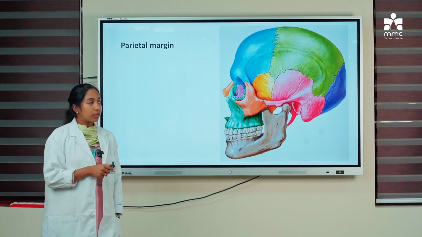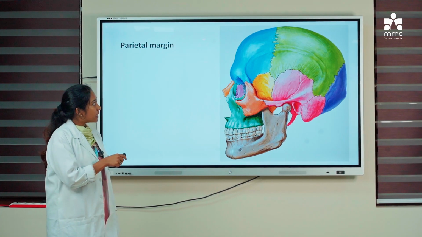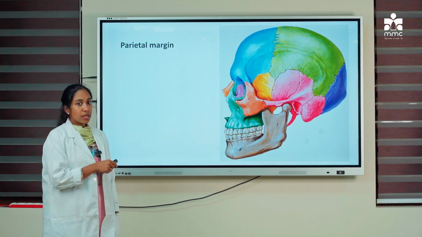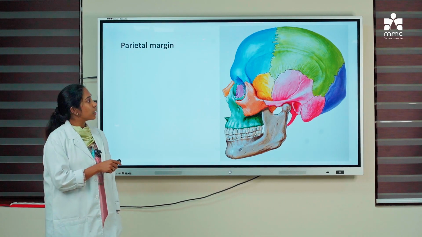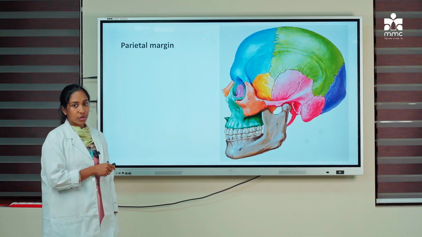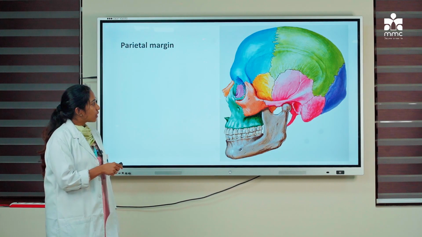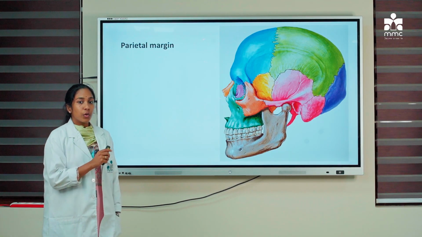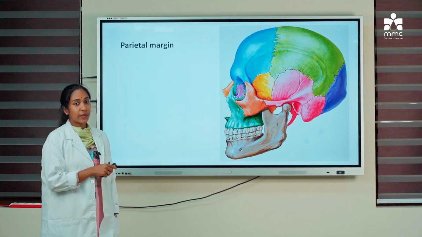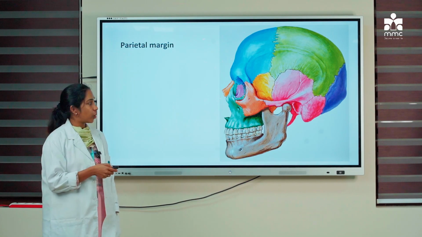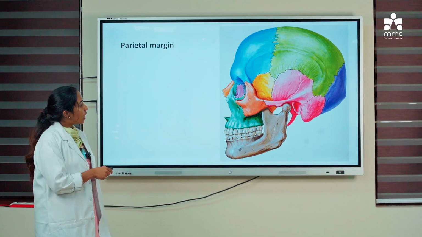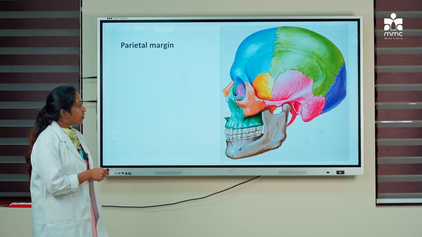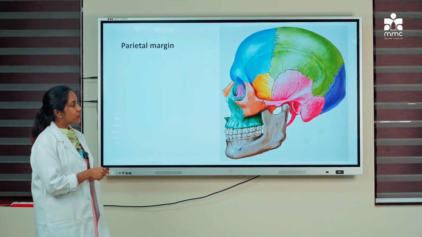Coming to the next part, the parietal margin. The parietal margin articulates with the parietal bones at the coronal suture. Laterally there is a rough surface which articulates with the greater wing of the sphenoid bone. So it articulates with the parietal bones forming the coronal suture, and laterally it articulates with the greater wing of sphenoid.